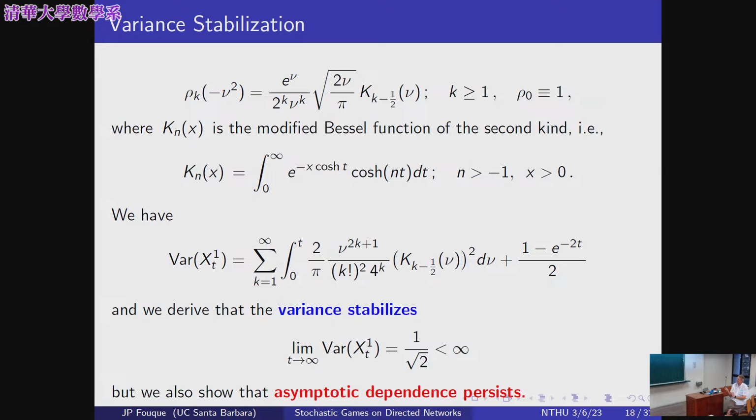And the dependence persists. I didn't put the covariance because the formulas are big, but that is in the paper, and the covariance stays. So the dependence persists.